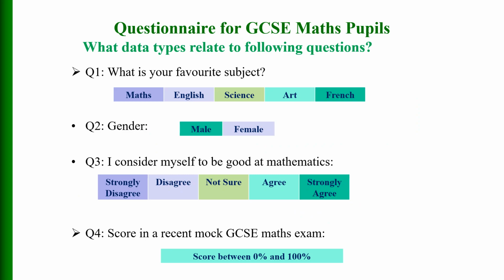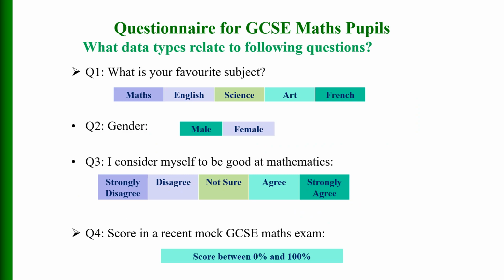There are a number of questions. What data types relate to the following questions? What is your favorite subject? And this includes maths, English, science, art, French. I leave this to you, and later on I will show you the answer. Then there is gender, male and female. You have to decide what data types these are.